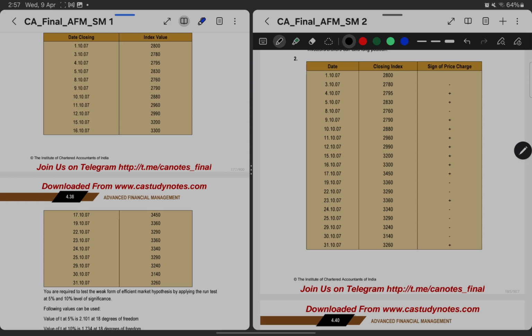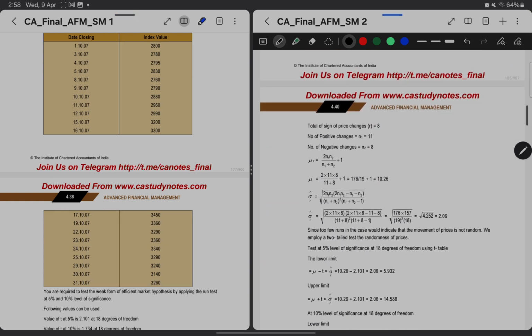Then from 80 to 95, which is positive. Then 95 to 830, positive. Then 830 to 760, negative. Like that we have to plot the sign of price changes. After that we have to see the total of sign changes.